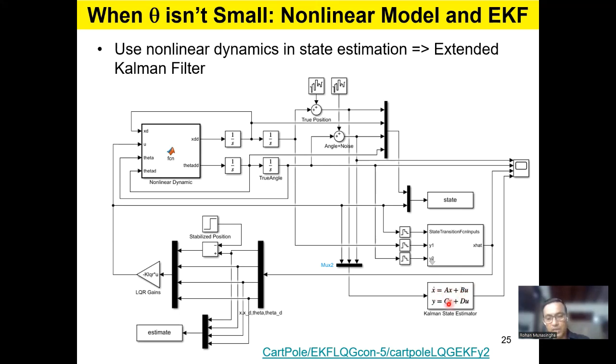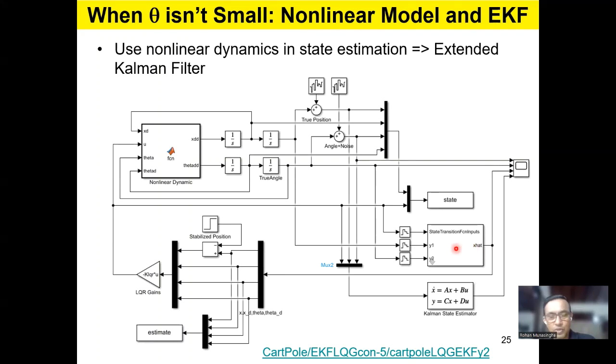You can see the A, B, C, D. These are coming from the linear model of the plant. Now you have the nonlinear plant here and a nonlinear Kalman filter. So this should be a bit more advanced, more accurate than what we had earlier. But still the controller is linear.